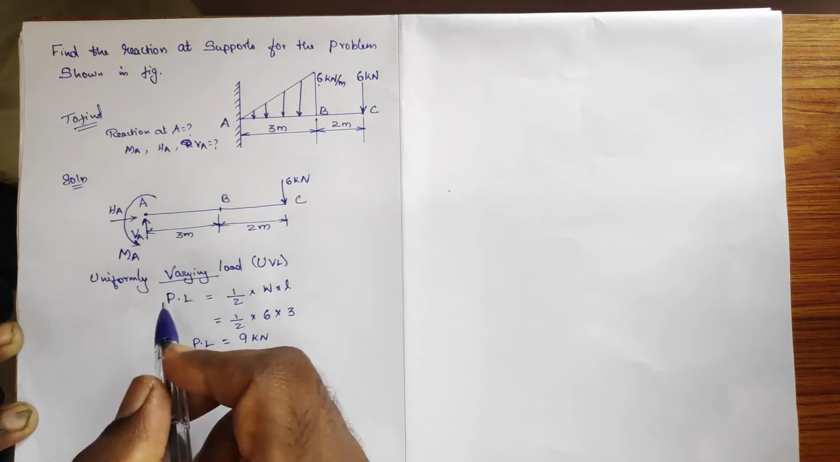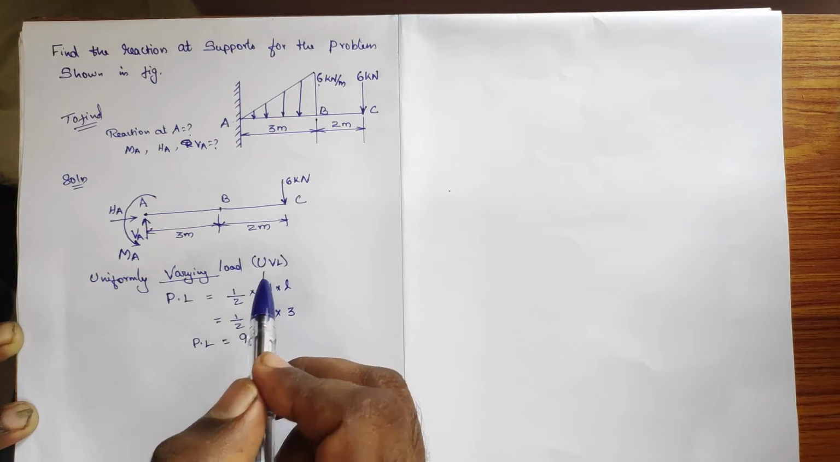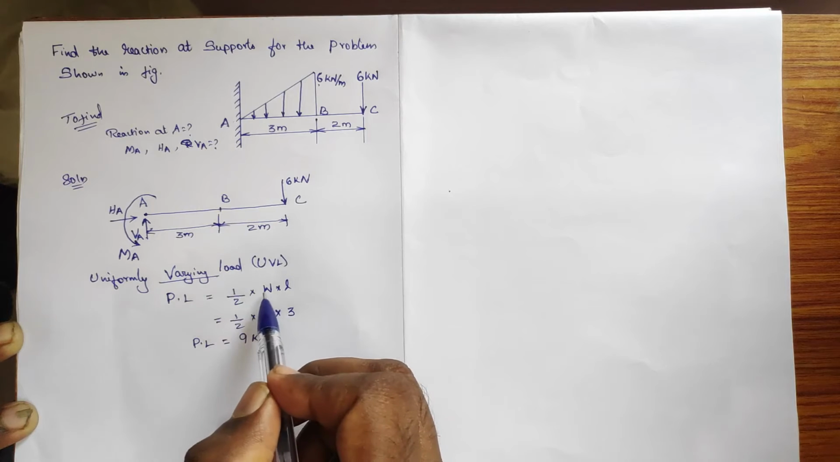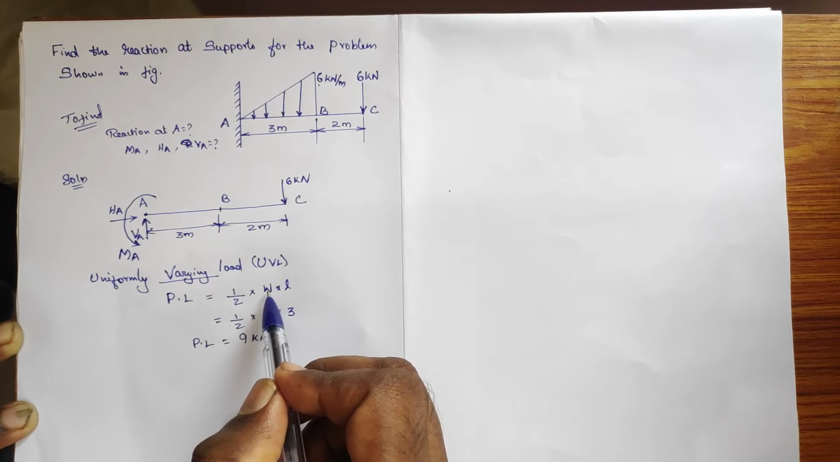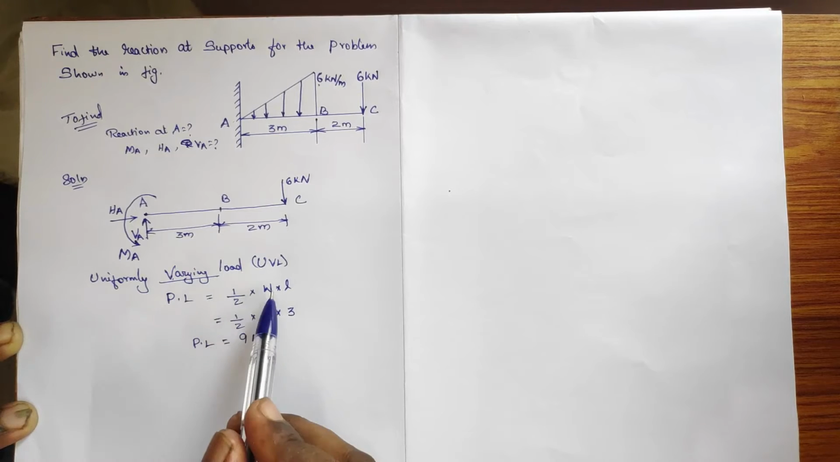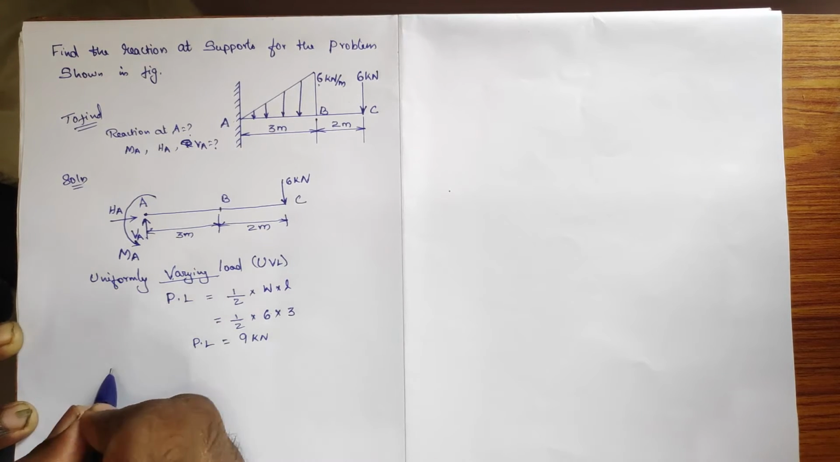Here we have the uniformly varying load. If it is a uniformly distributed load, UDL, without the 1 by 2 we have to multiply the intensity of load into length, W into L. But here it is a UVL, so it is 1 by 2 of W into L. Don't get confused with the formula, just be steady.